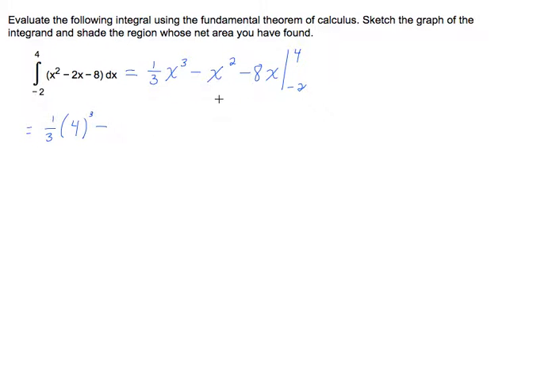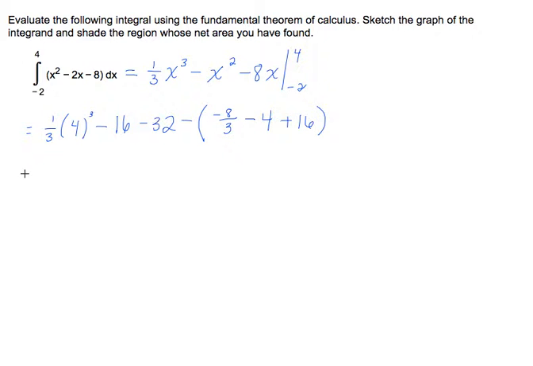I like to do a little bit as I go, like 4 squared, that one's easy, 16. Minus 8 times 4 is minus 32. Okay, minus, let's do parentheses. Now we're going to plug in -2. -2 cubed is -8, so this first term is going to be -8/3. -2 squared is +4, so that will be -4. -8 times -2 is +16.